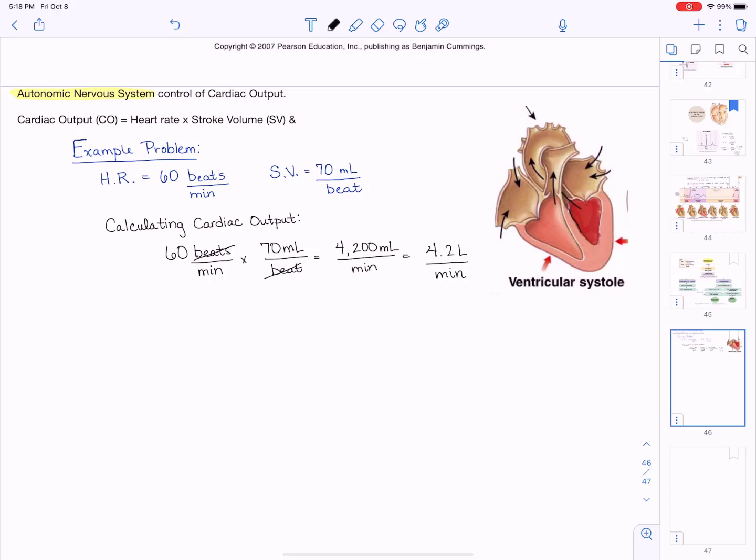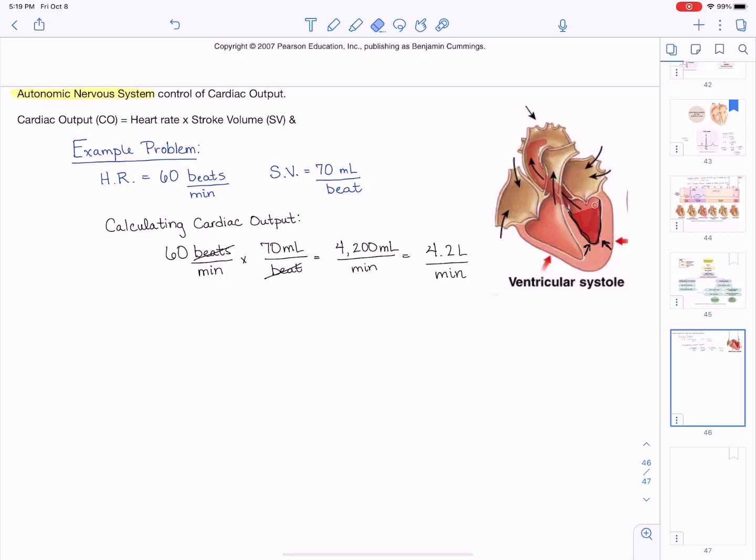Here I have an image of a heart, and I'm outlining the left ventricle. When the left ventricle undergoes a contraction, it's actually a twitch that generates force, and that tension creates pressure. When the pressure in the ventricle exceeds the pressure in the aorta, blood is ejected.